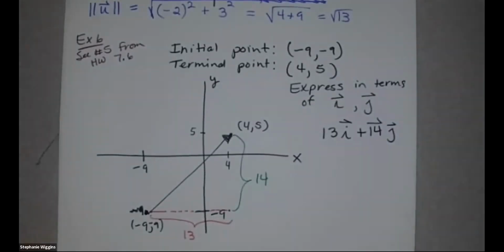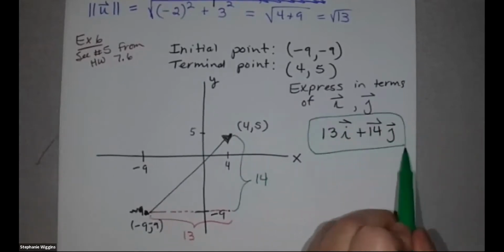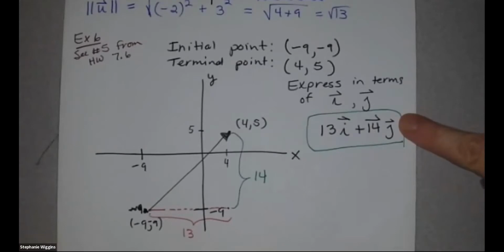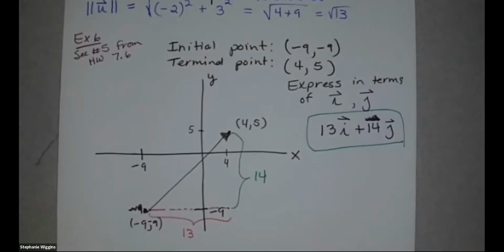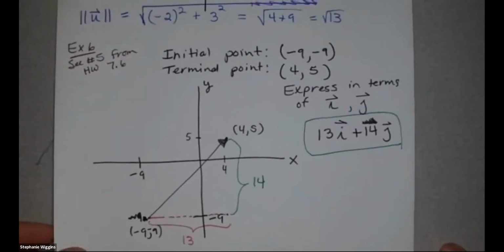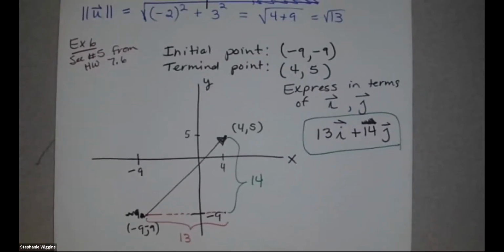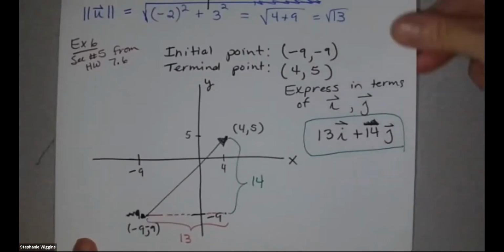Okay, so that's how you determine this representation. And this is the standard way to think of a vector, in terms of i and j. When you're given two vectors, you can add them, you can subtract them, and it's really simple when it's in this format, okay? So let me show you how we do that.